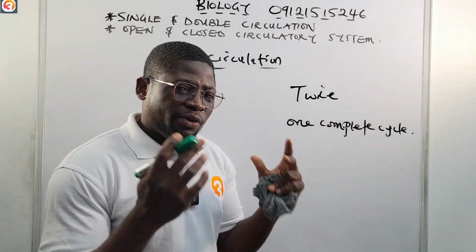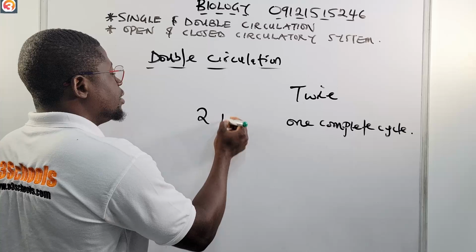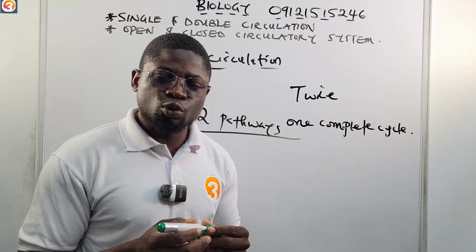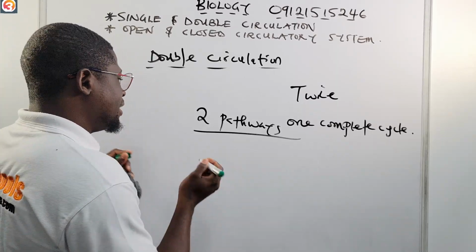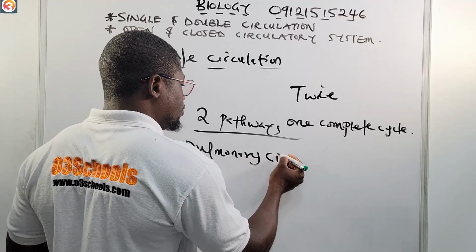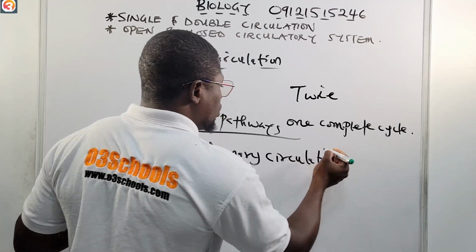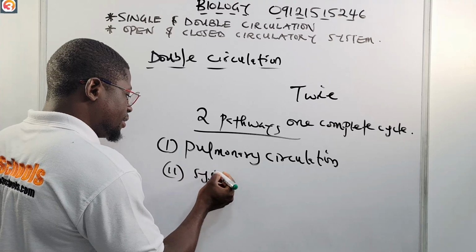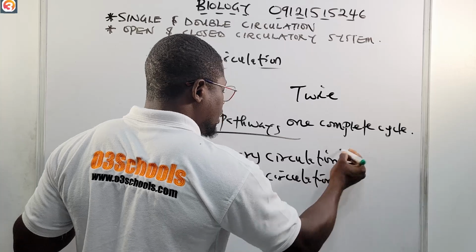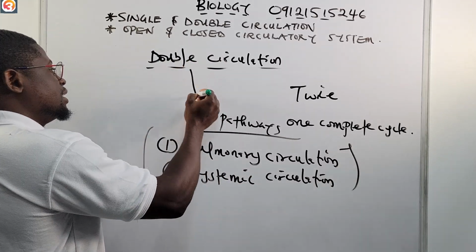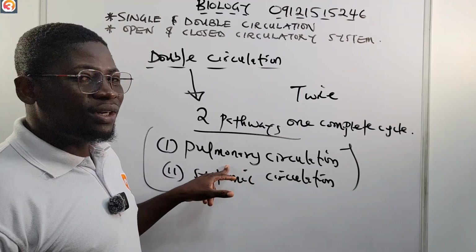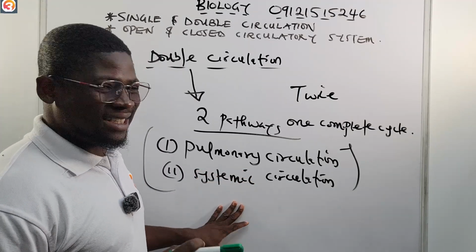And in double circulation, there are two pathways through which blood flows. One is the pulmonary circulation, then the other one is the systemic circulation. So when it comes to double circulation, there are two pathways through which blood flows. Number one is the pulmonary circulation, and number two is the systemic circulation.